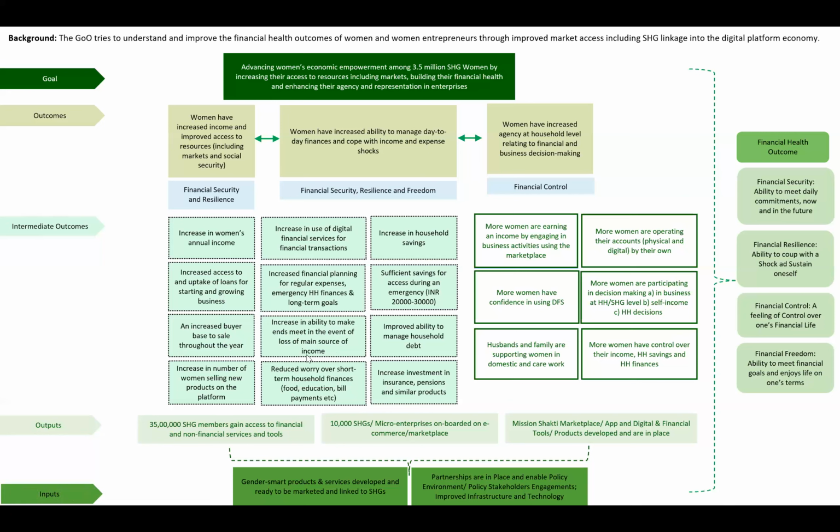The same happens: maybe women don't have access to digital resources. Now maybe women have access to a phone itself, or now they have started having financial planning and regular expenses in place. And all this translates into these six categories. You will find that more women are earning an income by engaging in business activities using the marketplace. The same happens, more women are operating their accounts. As I mentioned, having access to income doesn't mean you have control over finance or that you are operating it yourself. So for this, I specifically mentioned operating your accounts by your own, not by someone else.